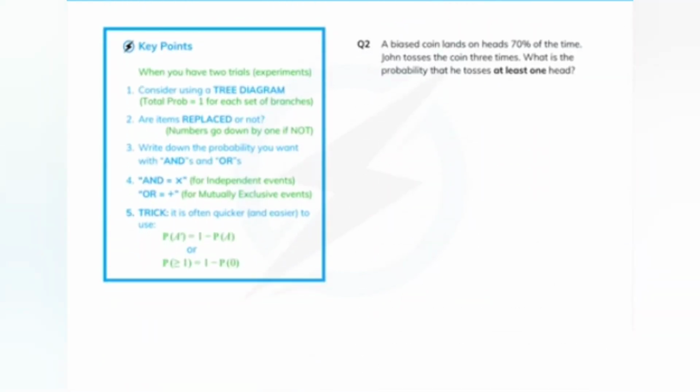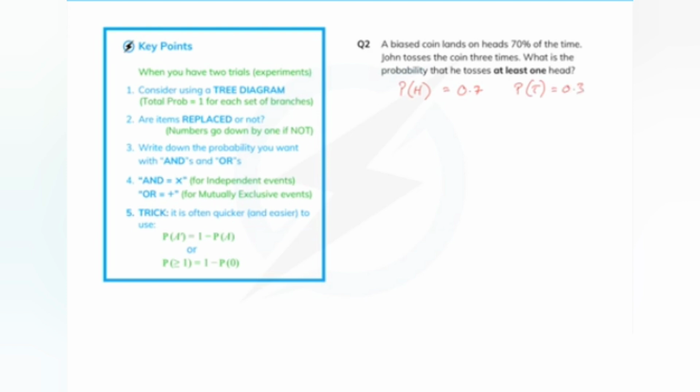Here we have a biased coin landing on heads 70% of the time. So the probability of a head is 0.7, and therefore the probability of a tail, of course, is 0.3, is it not? So let's actually just write that down. So probability of head equals 0.7, and the probability of a tail, which you could call not head, H dashed, is 0.3.